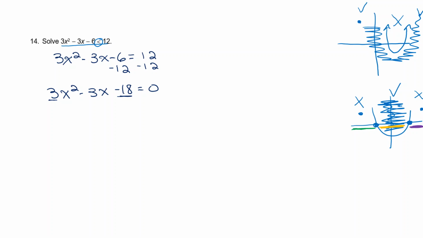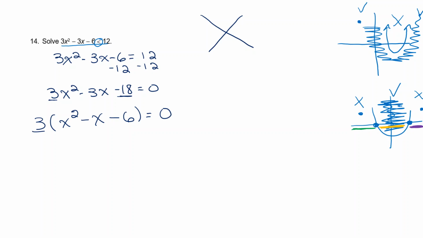And I don't really like to have a 3 there, but since I do, I'm going to solve this a little bit differently. Actually, I'm going to go ahead and factor out a 3 out of all this. I can factor out a 3. That's going to leave me with x squared minus x minus 6 equals 0.